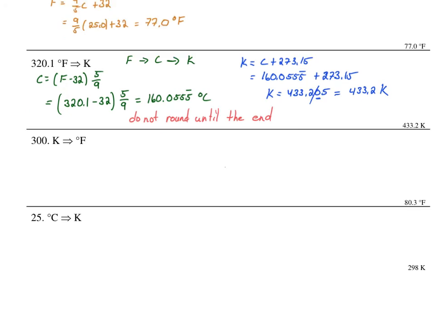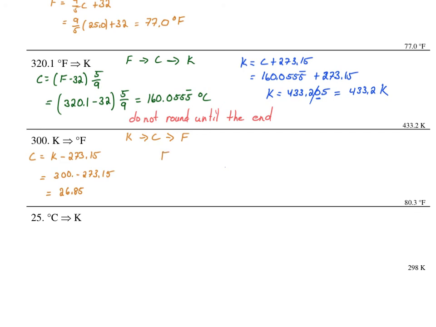Okay, for this problem here, we want to go from Kelvin to Celsius and then Celsius to Fahrenheit. So we know the Celsius temperature will be equal to the Kelvin minus 273.15. Substituting, we get our Celsius temperature is equal to 26.85. We're not going to round until we get to the end.